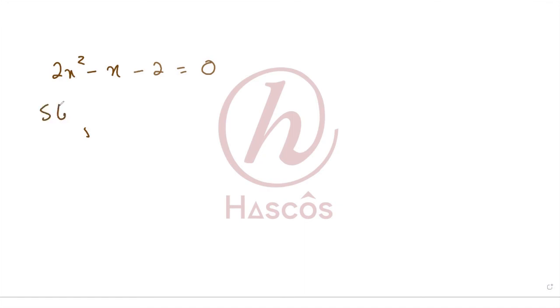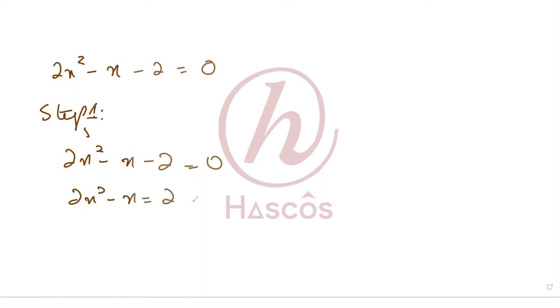Like for example, step number 1 is a similar step in which we need to take the constant on the other side. So we have 2x square minus x minus 2 equals 0. We're going to take 2 on the other side and we are good to go with step number 1.